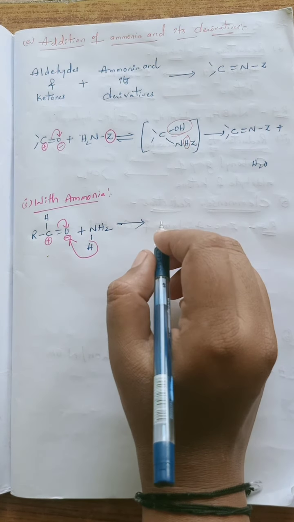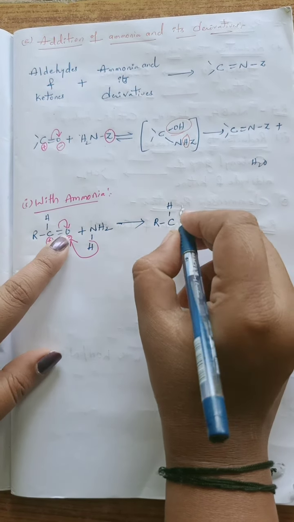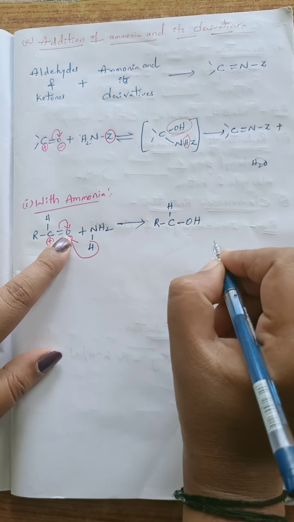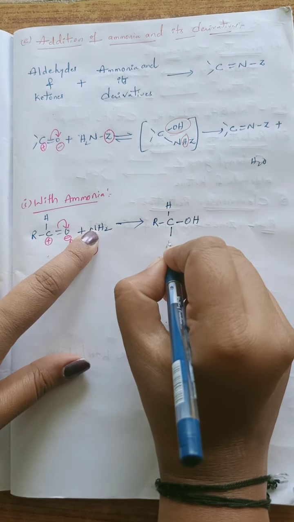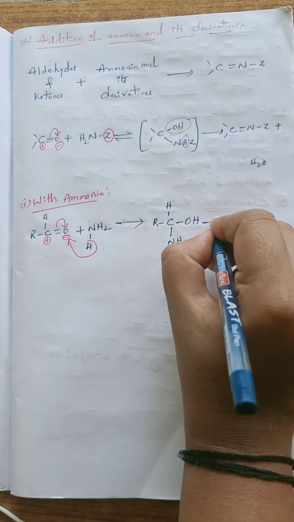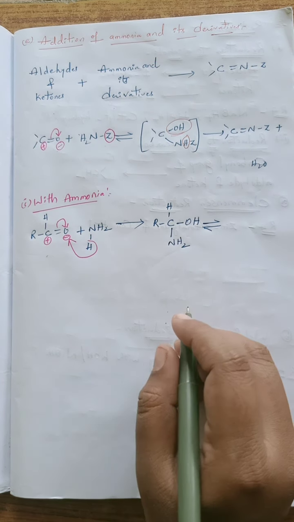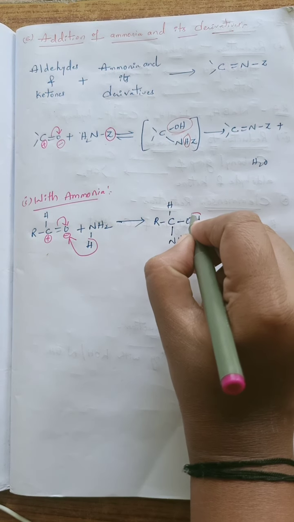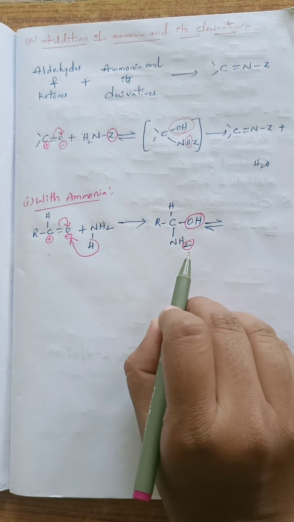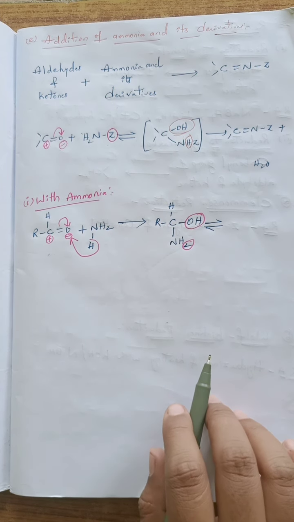Then we get, first write R, C, H already present. Now the double bond became a single bond and to that OH is added. Now to the carbon this NH2 part is added. Now we got this intermediate, which involves losing water. Water can be lost from this compound: OH from this carbon atom, and one of the two hydrogens present on nitrogen reacts with this OH and is eliminated as H2O.